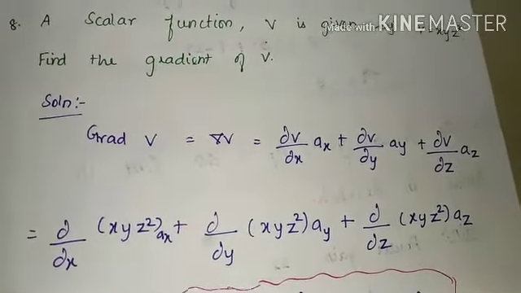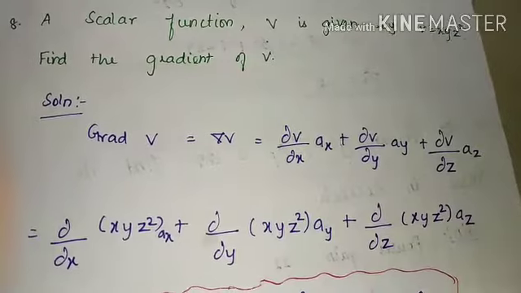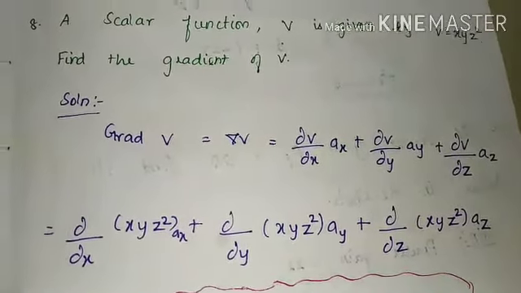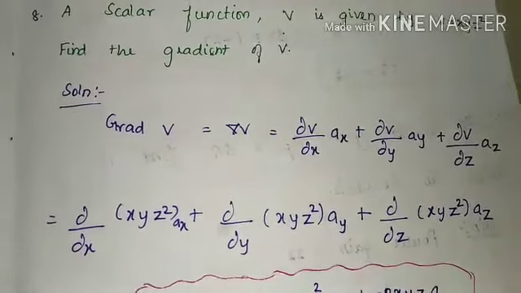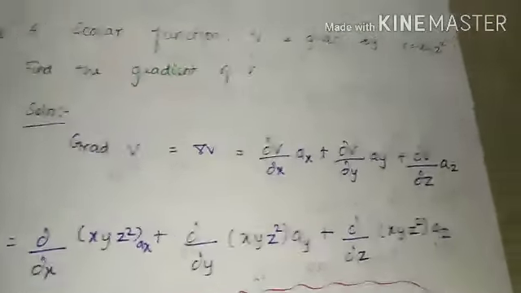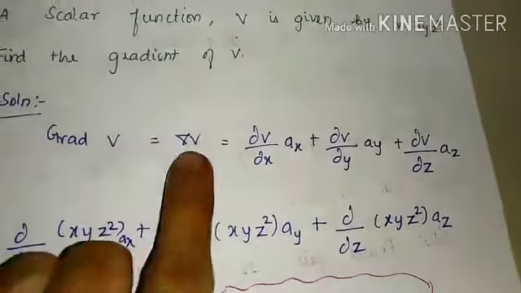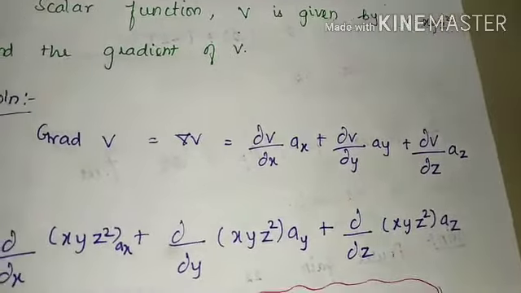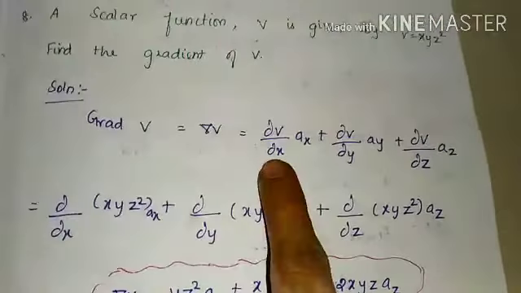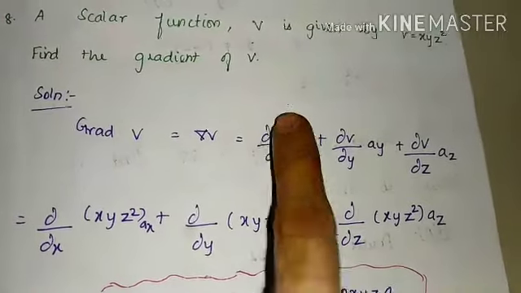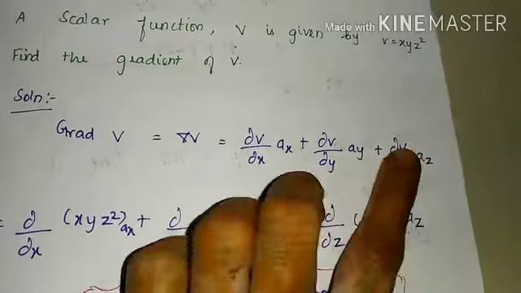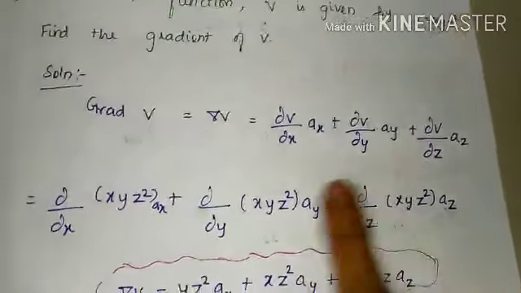A scalar function v is given by v is equal to x y z squared. Find the gradient of v. So grad v is represented by del v. See here, this is the formula to find the gradient of v: dou v by dou x into ax, dou v by dou y into ay, dou v by dou z into az.